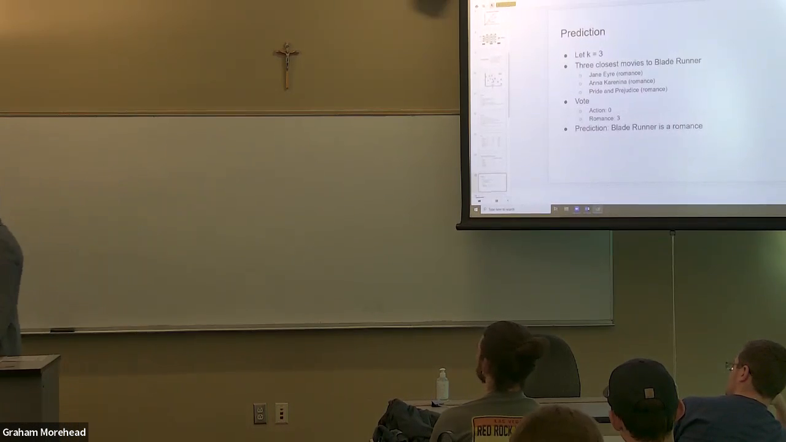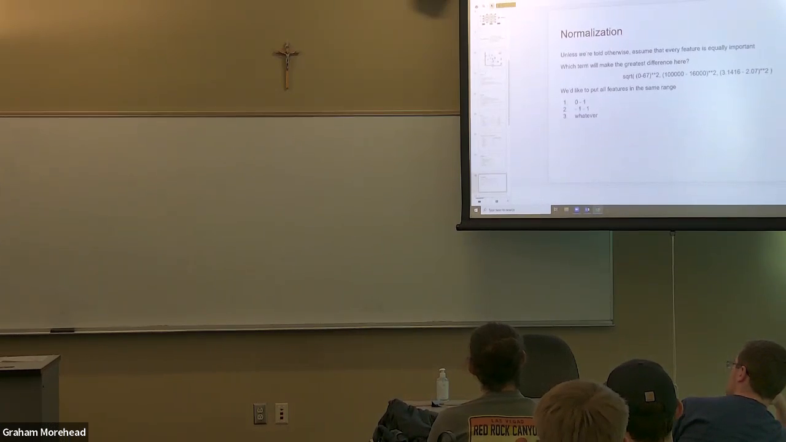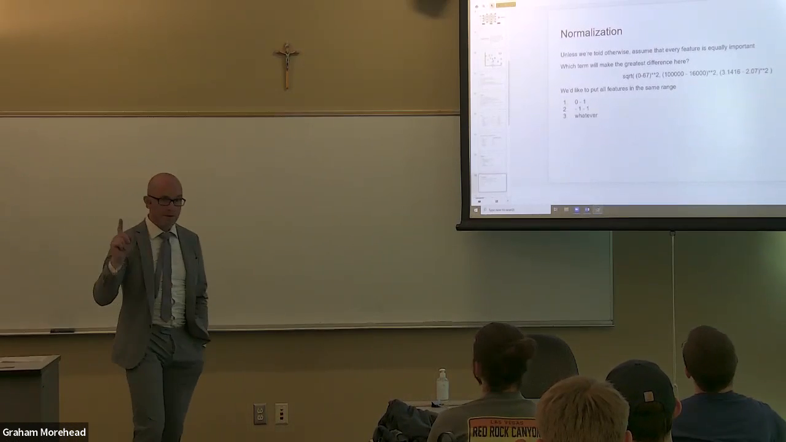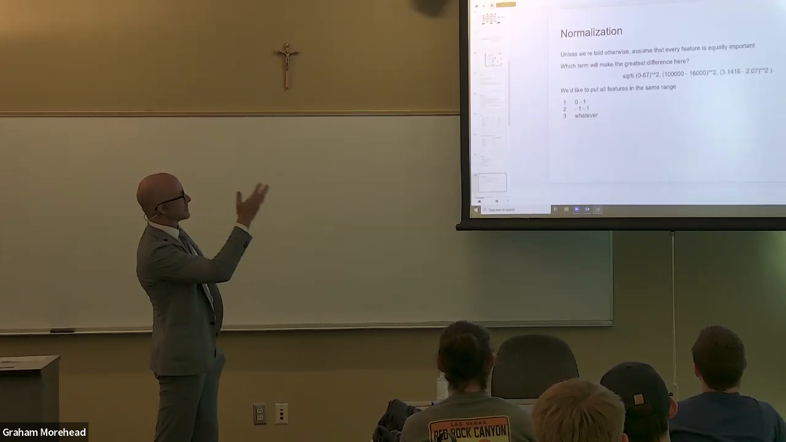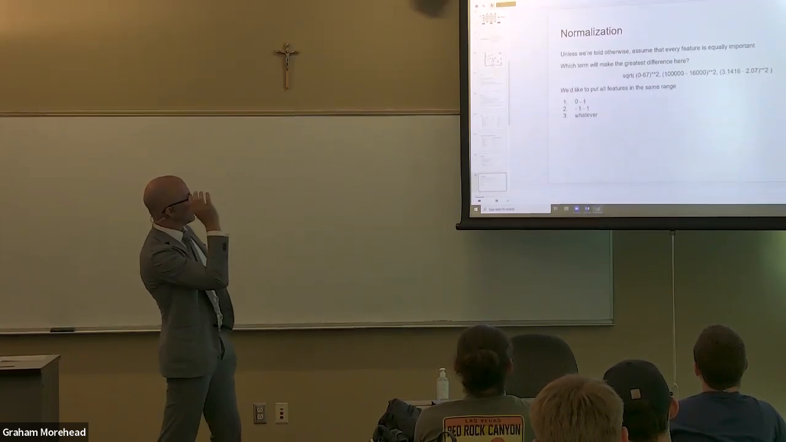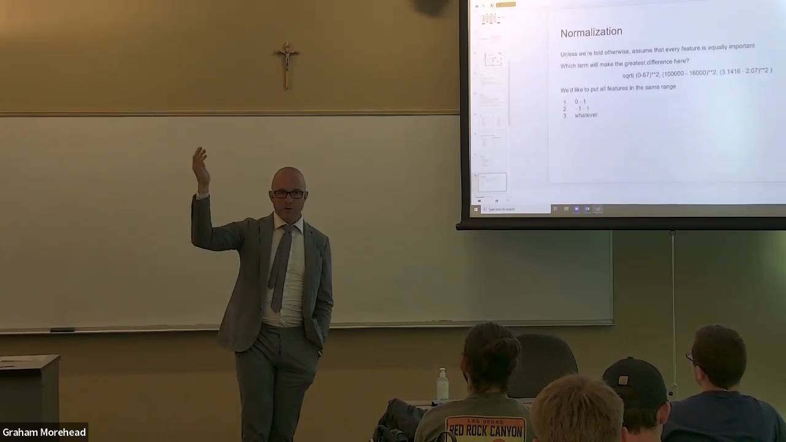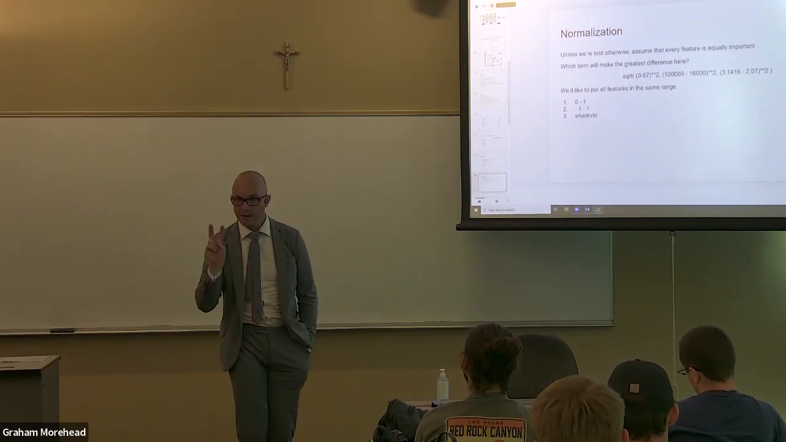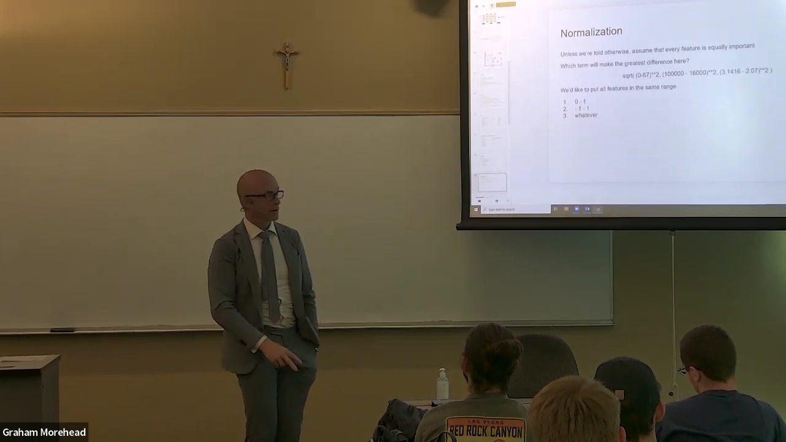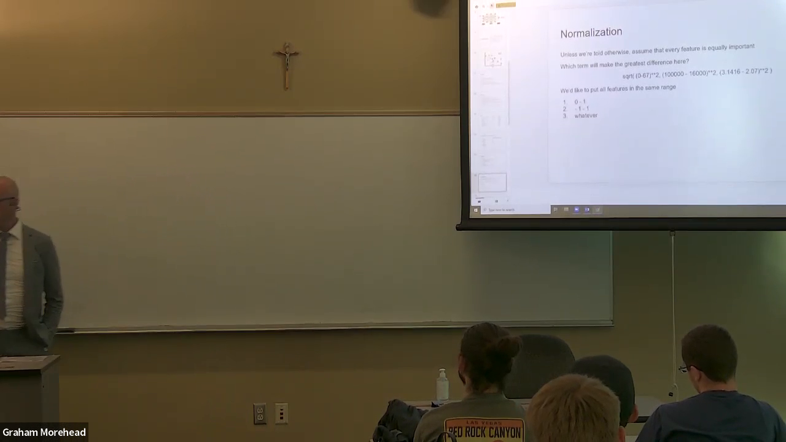Another thing to think about is maybe kicks and kisses should not be treated equally. Unless we're told otherwise, assume every feature is equally important, but maybe they aren't. Which term will make the greatest difference here? What we want is not features that go from 0 to infinity. It would be nice if everything could go in the same range, 0 to 1, is what I like. But some people like -1 to 1. There are other things you can choose.